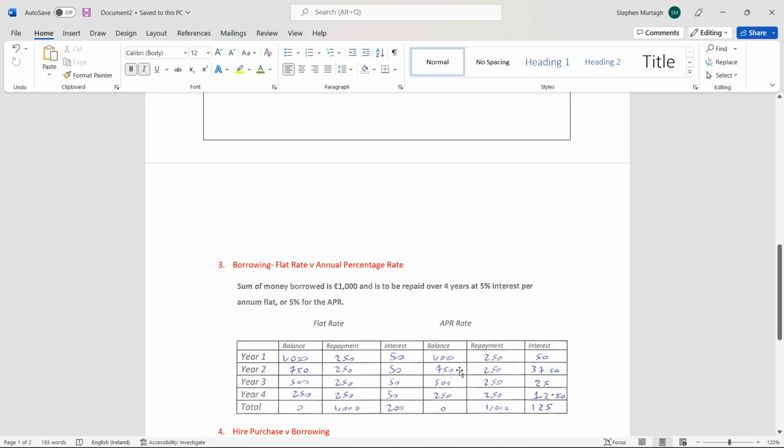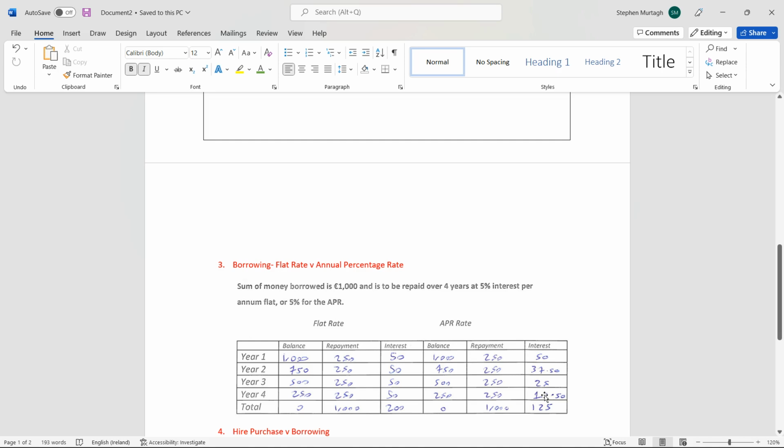In year two, the balance left was €750. So €750 by 5%, and that's €37.50. In year three, the balance left was €500. So €500 by 5% is 25. And lastly, in year four, the balance left is €250. So €250 by 5% is €12.50.